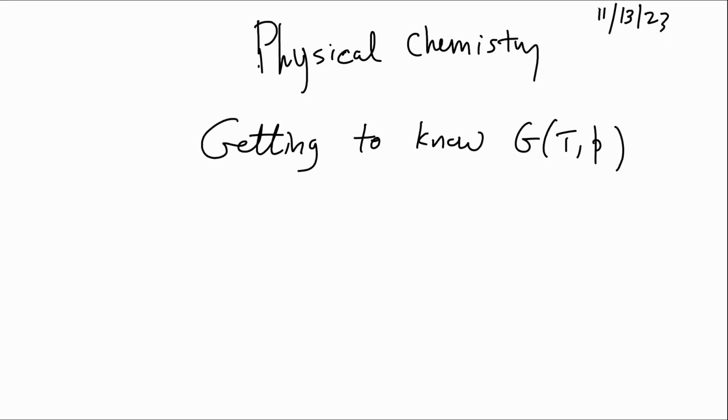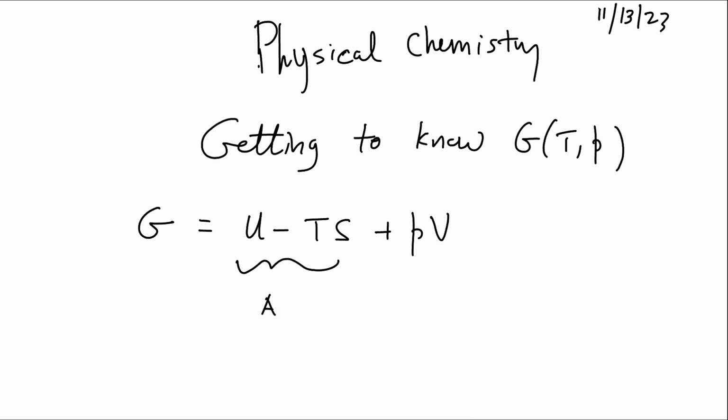under those conditions. And remember, we got G by taking U minus TS plus PV. Because remember, this much of it, U minus TS, is A, and then A plus PV is G, or we could have A plus PV or H minus TS.